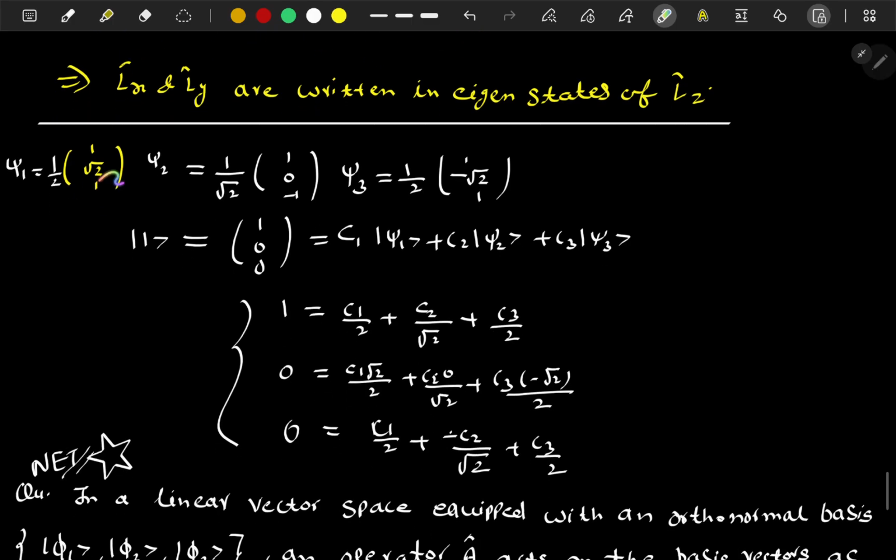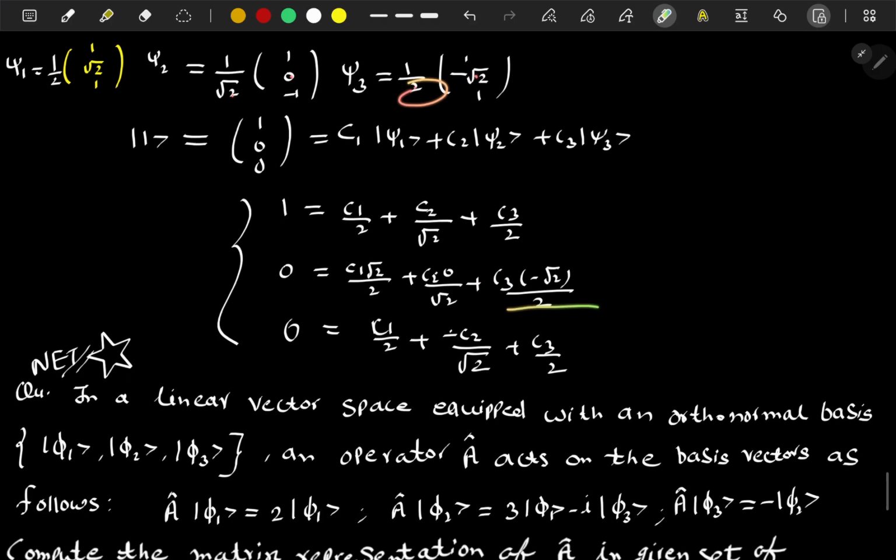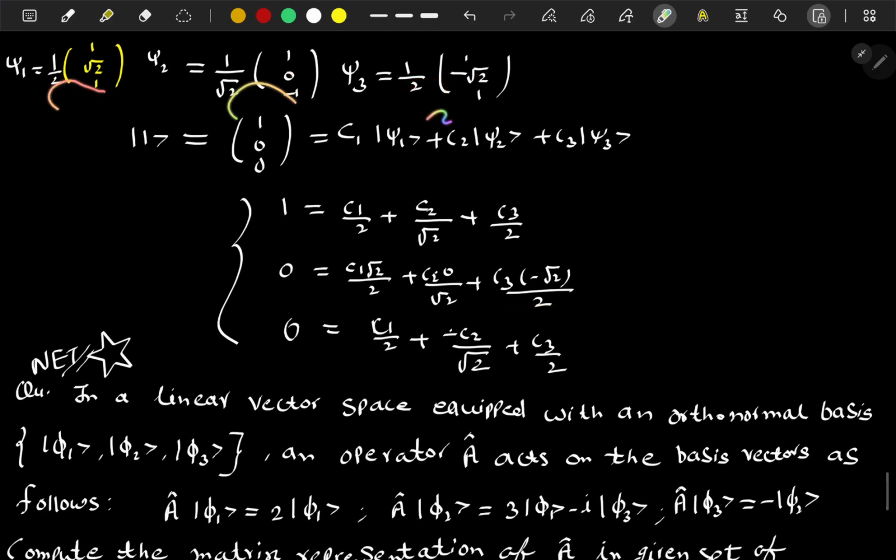Now psi 1 by 2 1 and 2 1, psi 2 1 upon 2 1 0 minus 1, psi 3 is this. So we can define the 3 states, ket 1 equal to 1 0 0 in between, psi 1 linear combination of psi 1, psi 2 and psi 3. From here 1 0 0 is 1 by 2, c1 by 2 and c2 by root 2 and c3 by 2. Similarly 0 is root 2 by 2, 0 upon 2, minus 1 root 2 upon 2, and similarly for 1 by 2 minus 1 upon 2 1 by 2.